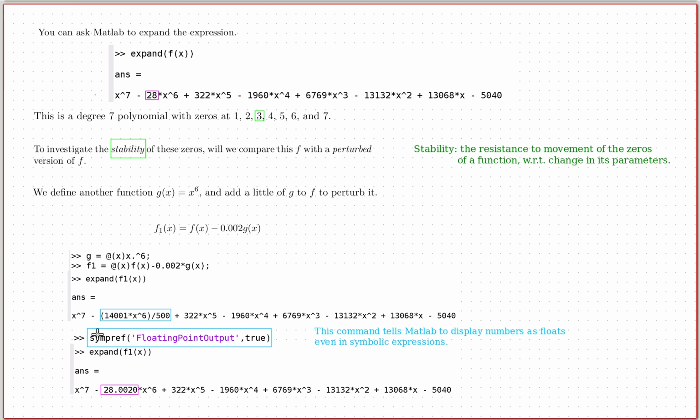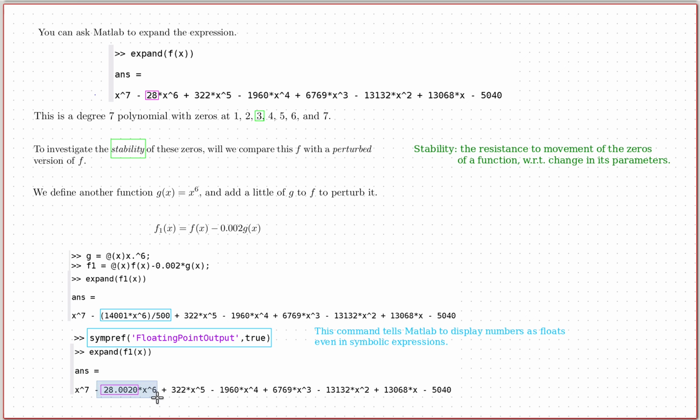So simpref is a function for specifying your preferences for working with symbolic expressions, and we're setting the option floating point output to be true. So this tells MATLAB that when we're working with floating point expressions, we would like numbers to be printed in floating point format. Now when we expand F, we get what we wanted, or at least we get something that's easier to compare to the original F, right?